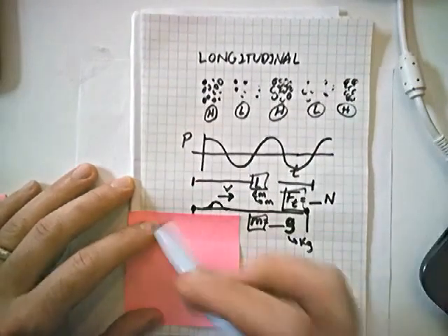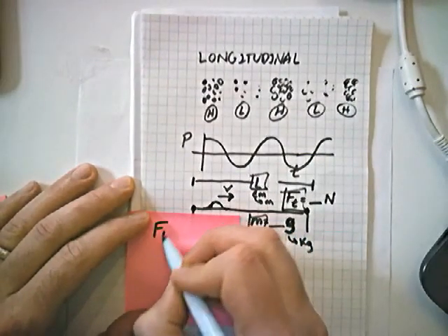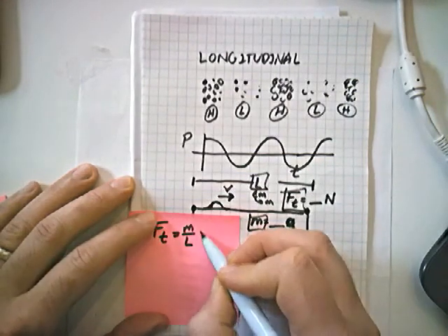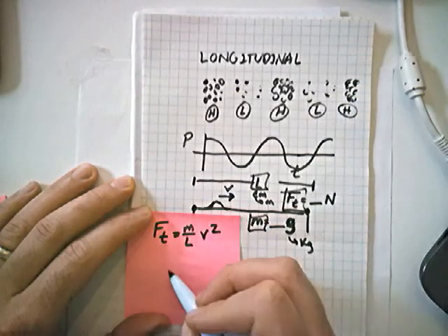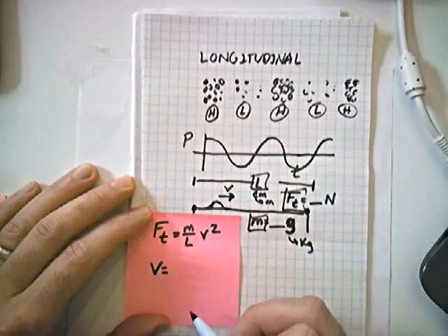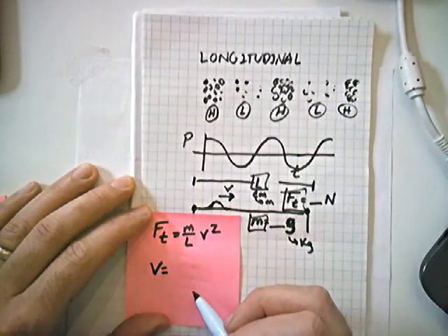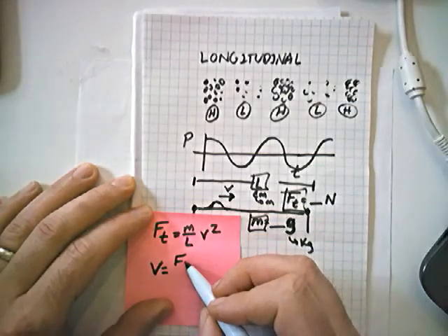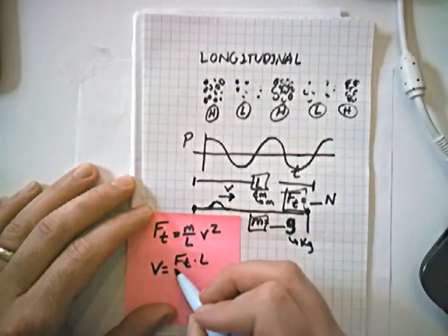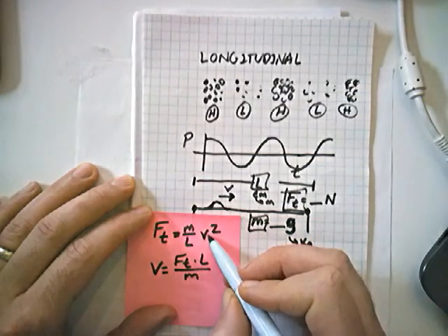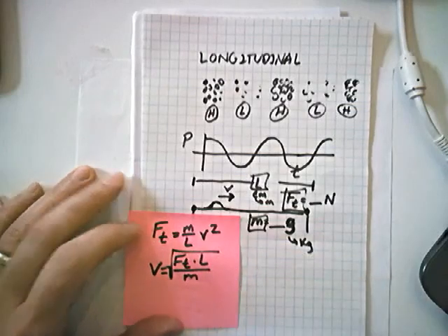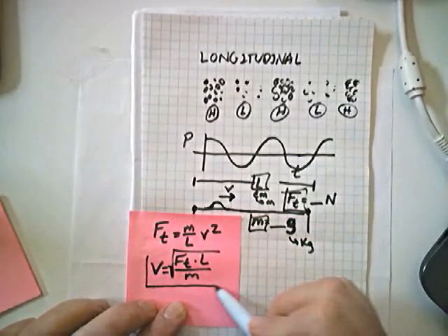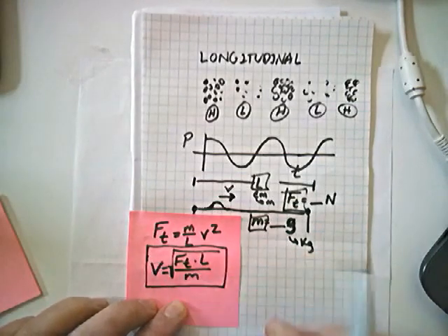So here's the formula that relates these things. Tension is equal to the mass divided by the length times the velocity squared. What we need to do is rearrange this in terms of velocity. So you would bring up the length and bring down the mass. So tension times length divided by mass, and this was squared, so we end up square rooting it. And you could go through and solve for the velocity of a wave in a string.